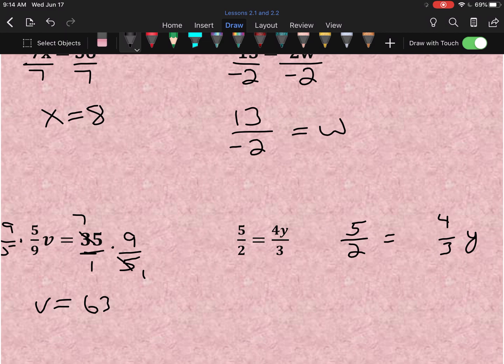We've got 4/3 times y, so we will multiply by the inverse, which is 3/4. Everything on the right would cancel except for y, which is what we want. On the left side, nothing simplifies, so we just multiply. 3 times 5 is 15, 4 times 2 is 8, and we will leave it as 15/8.